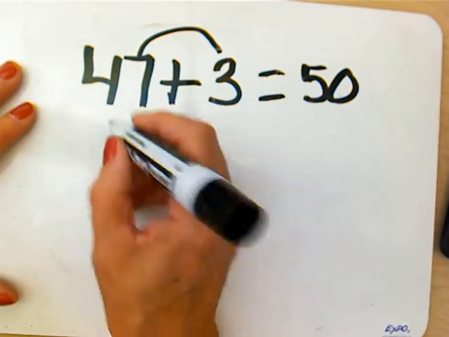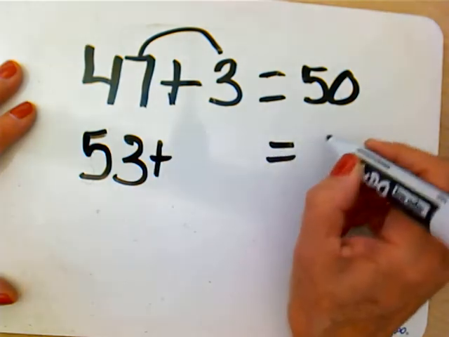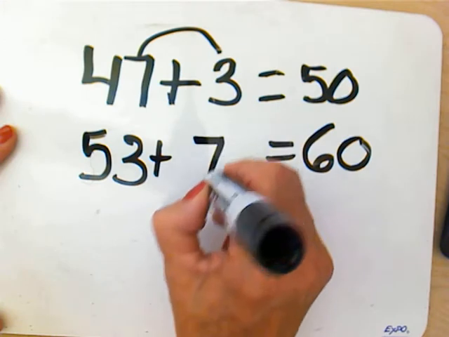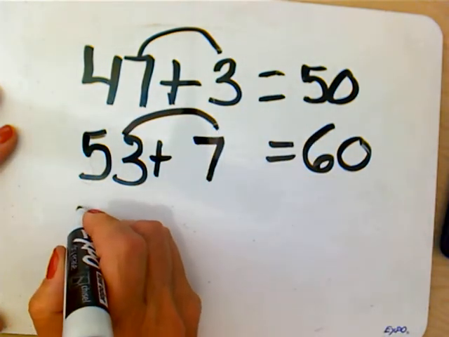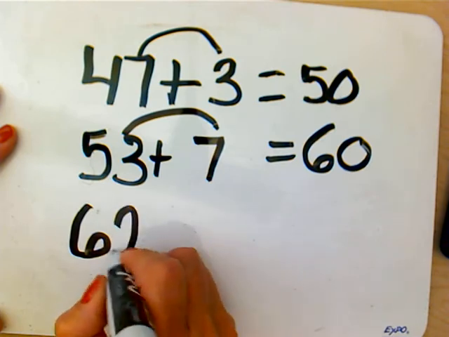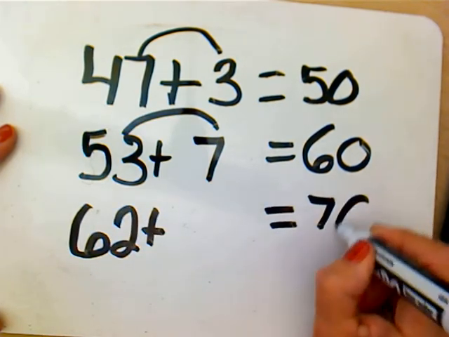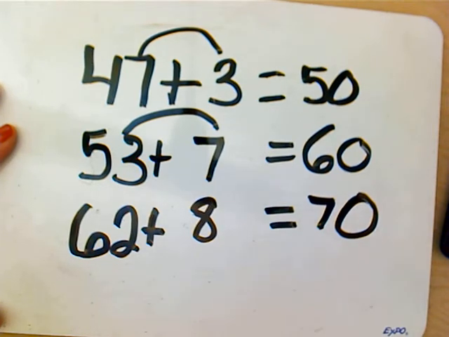All right. What if I had 53? What would I need to add to get to the next 10, which would be 60? Did you say 7? If you did, you're so smart. What if I had 62? What would I need to add to get 62 to the next 10, which would be 70? Did you say 8? I hope that you did.